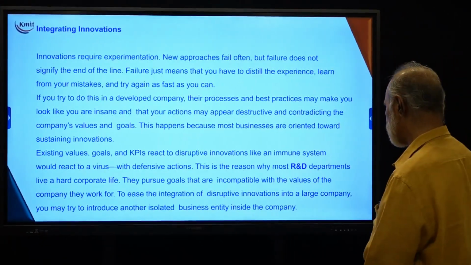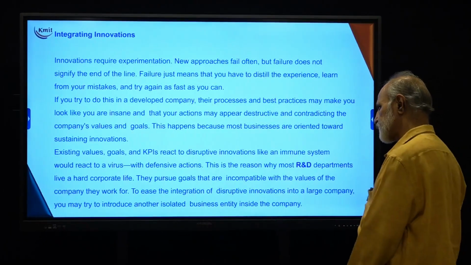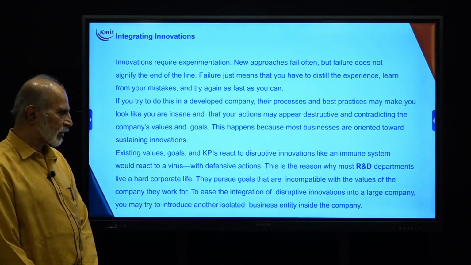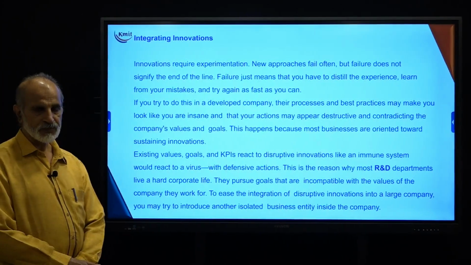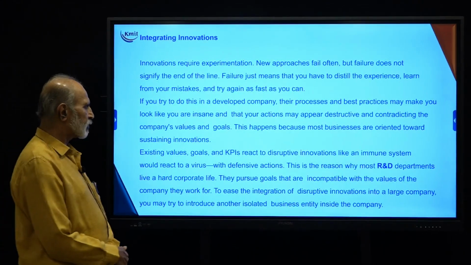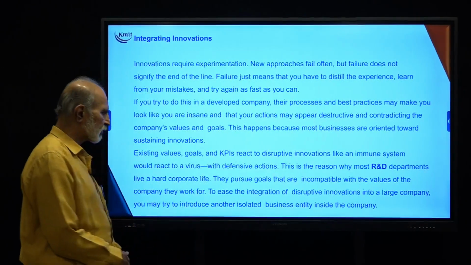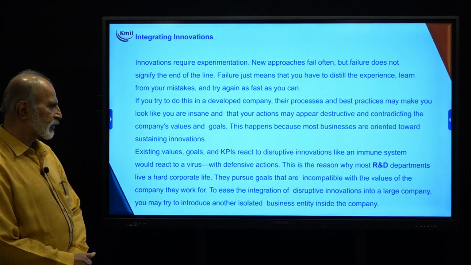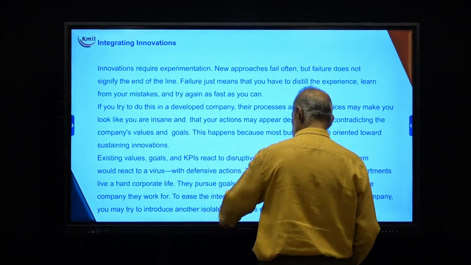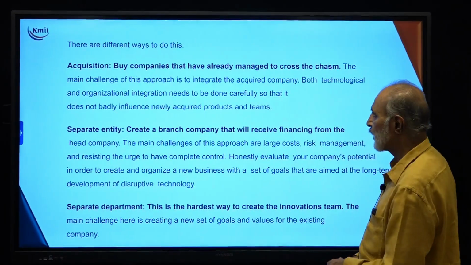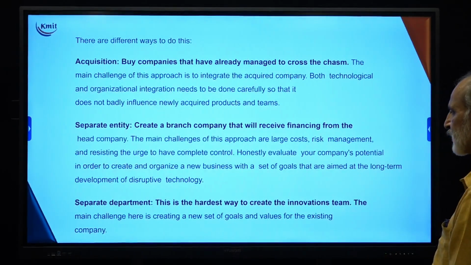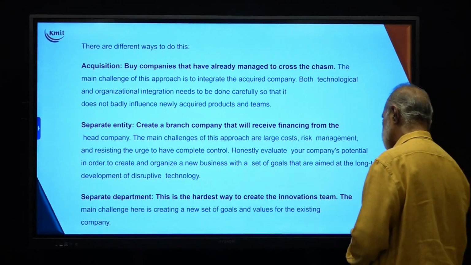To generate a new market for a larger company, you may try to introduce another entity, an isolated entity, in the company. So, what you require in our data science project is to generate a new department which is isolated from the other departments, and depends upon failure and tries to learn from failure within the company or the project and find out the solutions. This is what we call an isolated business entity, and there are often different ways to do this. Number one, acquisition. Number two, separate entity, and number three, separate department. Now, let us look at each of them.